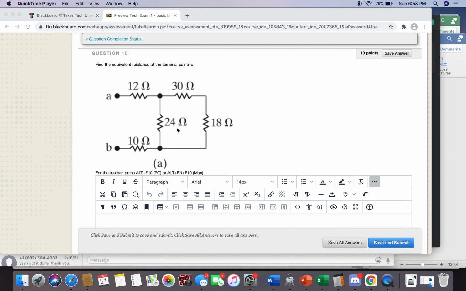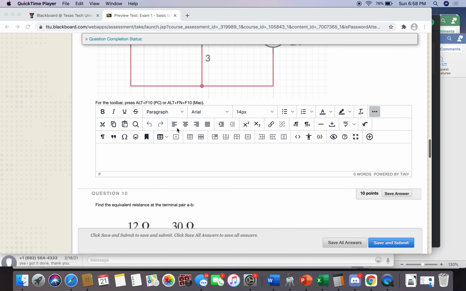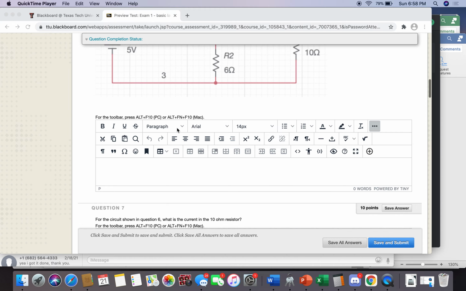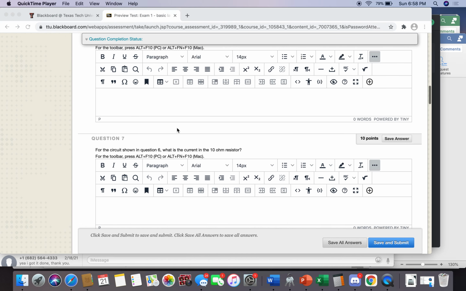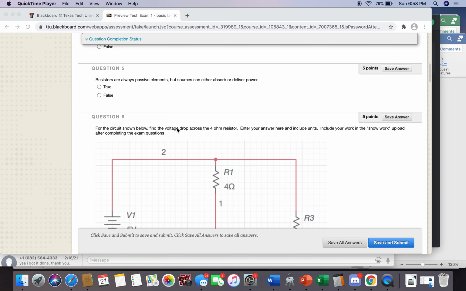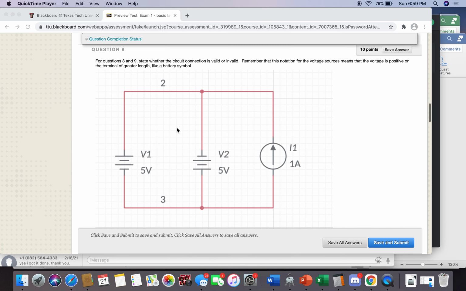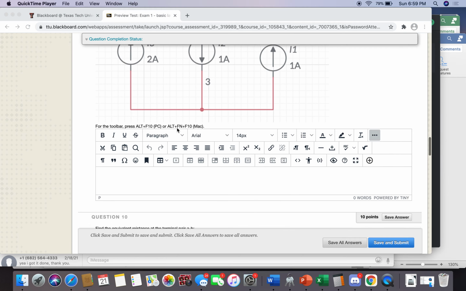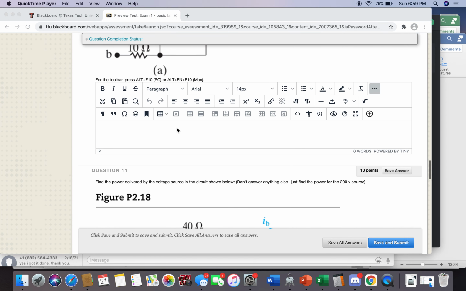And then 16, 12, and 10 are all in series. You add those, you get 38. And I do want to say one thing. I did misspeak. This test was not open book. So I forget what I was specifically talking about when I said the test was open book. But it was not open book. However, it was still just really trivially simple.